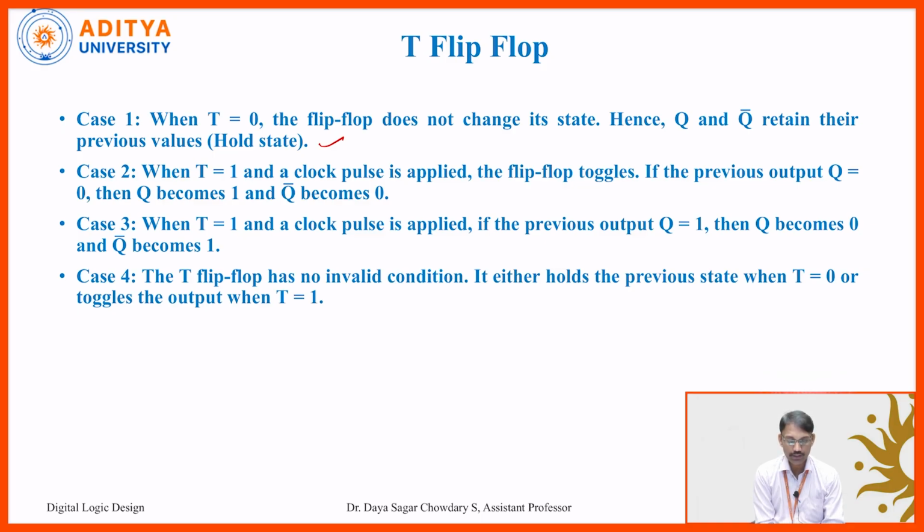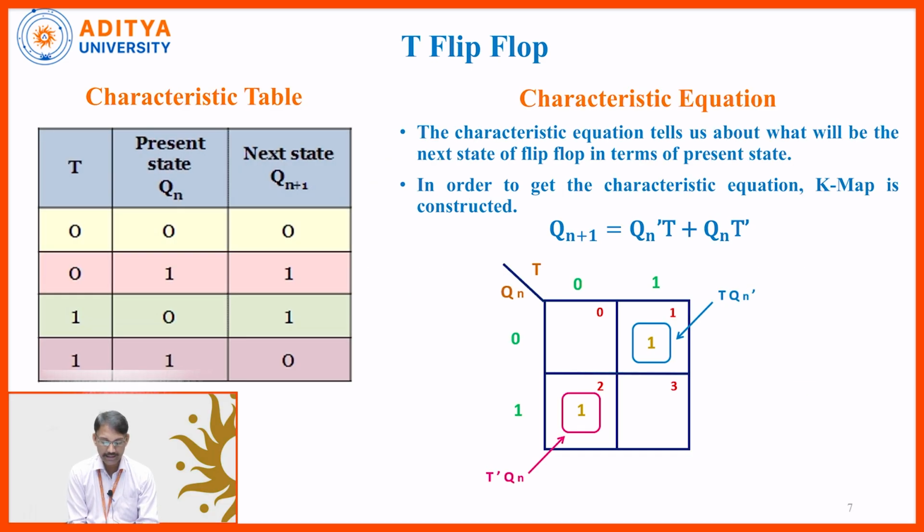Case 3: when T is equal to 1 and the clock pulse is applied, that means it is enabled, if the previous output Q is equal to 1, then Q becomes 0 and Q bar becomes 1. So it is a toggle condition. Case 4: the T flip-flop has no invalid condition. It either holds the previous state when T is equal to 0 or toggles the output when T is equal to 1. Now, coming to the characteristic equation.